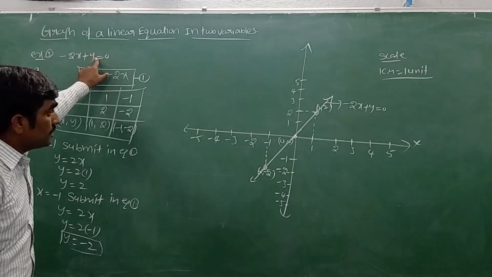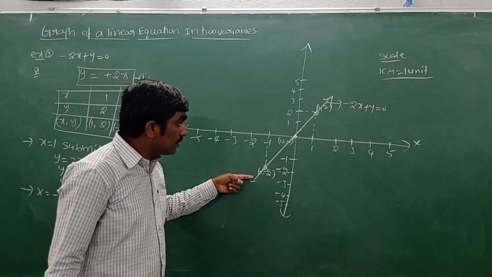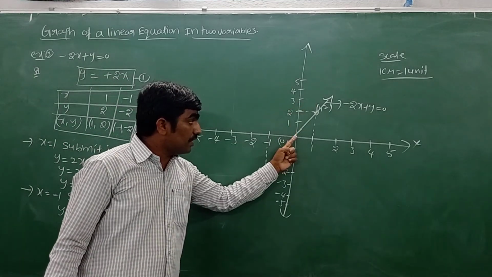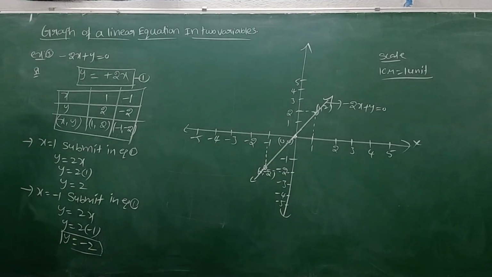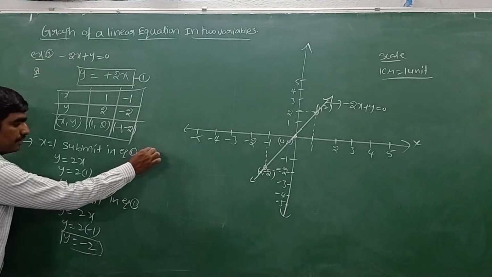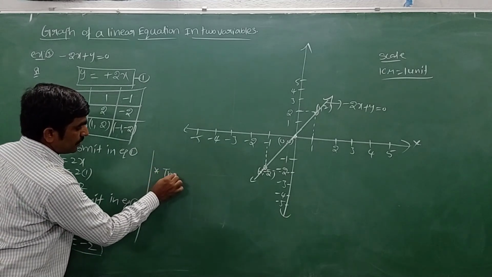See, here the constant term is missing. When the constant term is missing, what can we observe? A straight line is passing through the origin. Now from here we can write one key point. What is the key point we can write? The equation of the type.